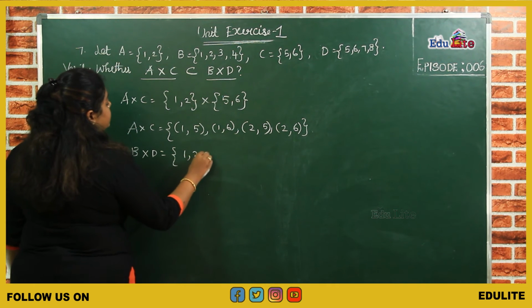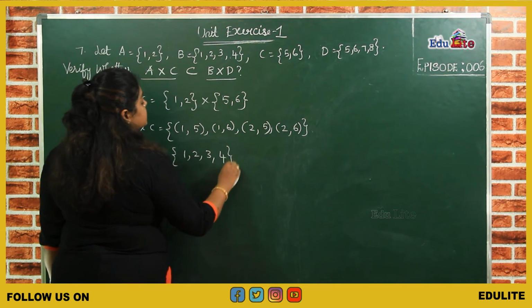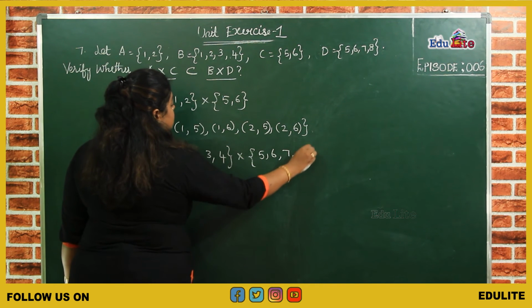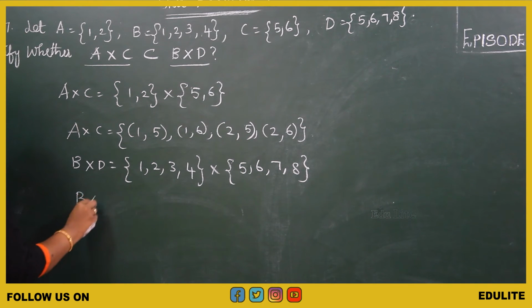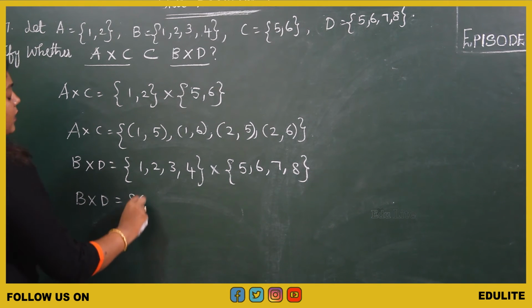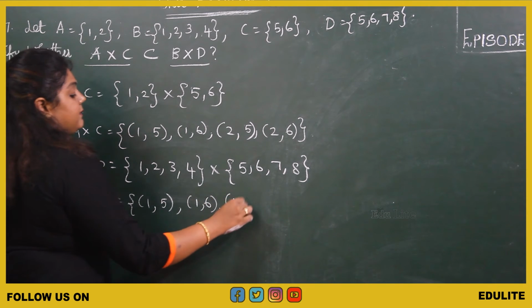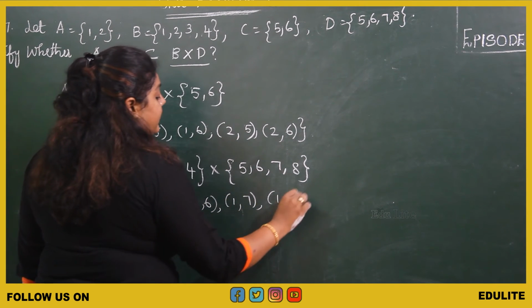The B value is 1, 2, 3, 4 cross 5, 6, 7, 8. So next, B cross D will be (1, 5), (1, 6), (1, 7), (1, 8).